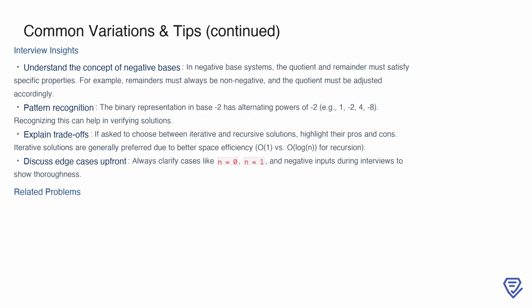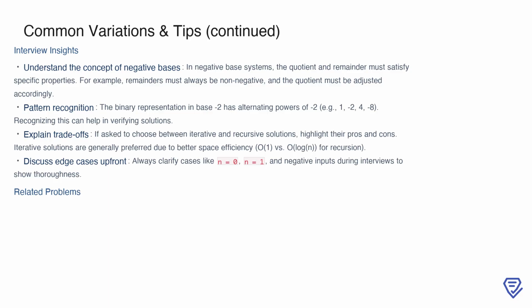When preparing for interviews, it's important to understand the underlying concepts of negative bases. For example, in base -2, the quotient and remainder must meet specific criteria. Remainders must always be non-negative, which may require adjustments to both the remainder and quotient during calculations. Recognizing the unique patterns of base -2, such as alternating powers like 1, -2, 4, -8, can also help in verifying your solution. If given the choice between iterative and recursive approaches, you should be ready to discuss their trade-offs.